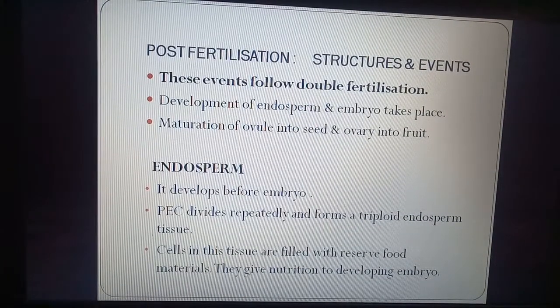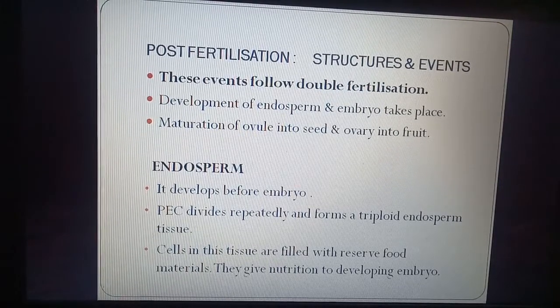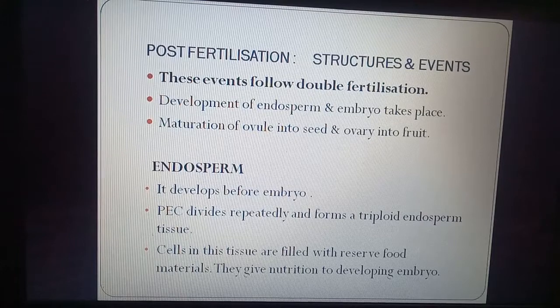Post fertilization events are the events which follow double fertilization. After double fertilization, development of endosperm and embryo takes place during this stage. Maturation of ovule into seed and ovary into fruit takes place. Now we see endosperm. Endosperm develops before embryo. It is important that the embryo does not develop first. First the endosperm develops because it will provide nutrition to the embryo.